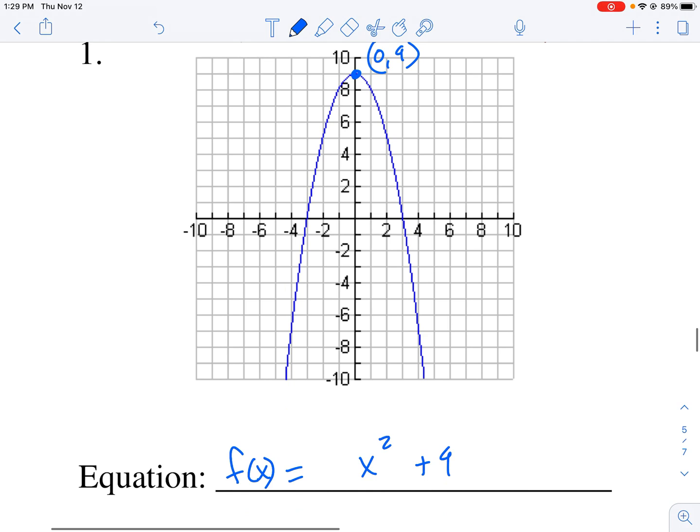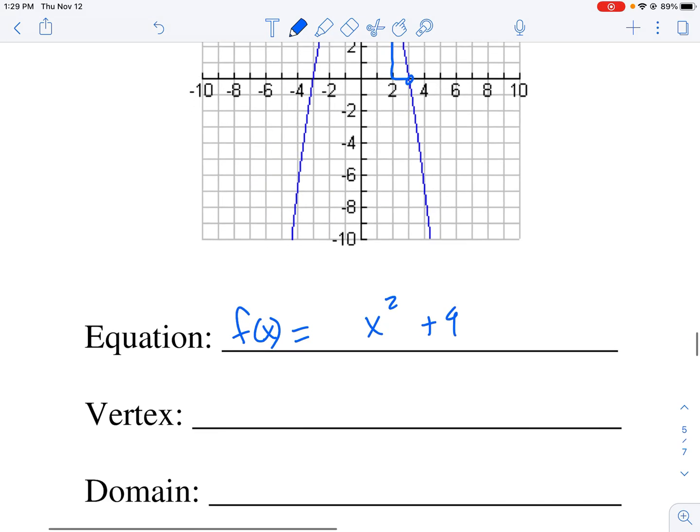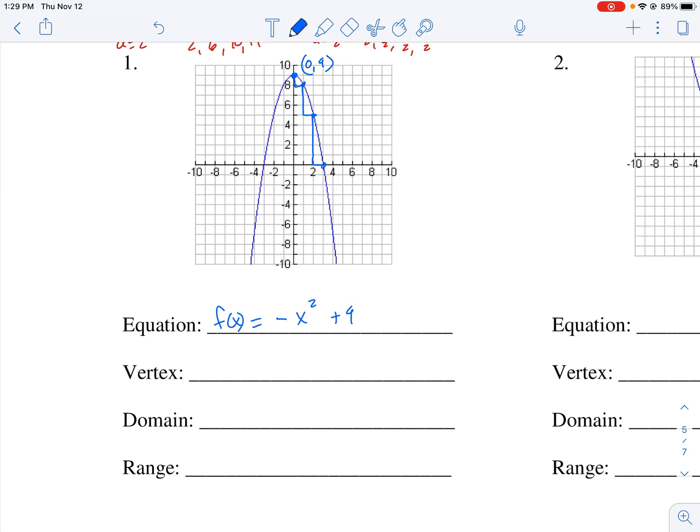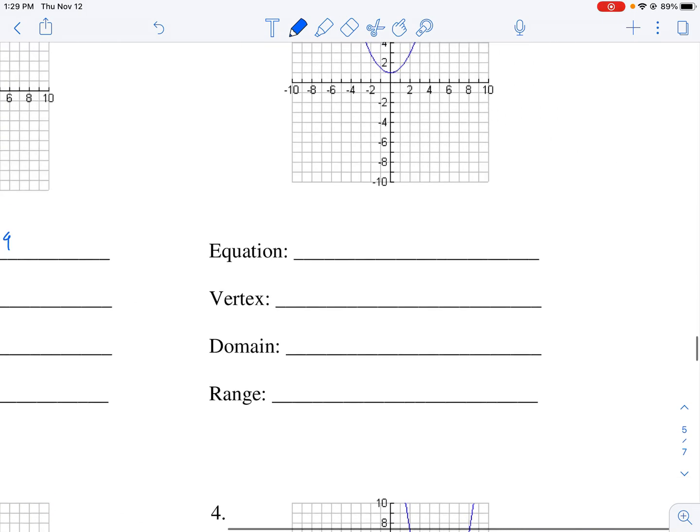But this graph is not just this, because this graph is upside down. And if I look at my points here, I can see that it went down 1, and went down 3, and then went down 5. And so this actually has the same pattern, it's just upside down. So I'm just going to put -1, or you can just put negative x. And so that's how you can get your function based off your graph.